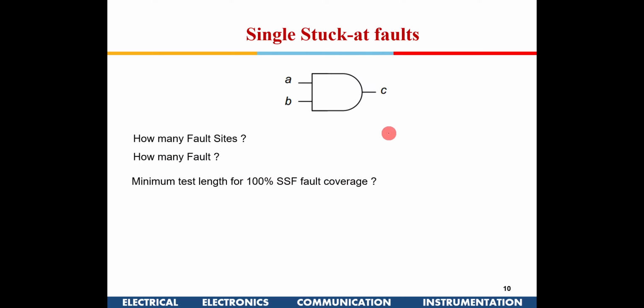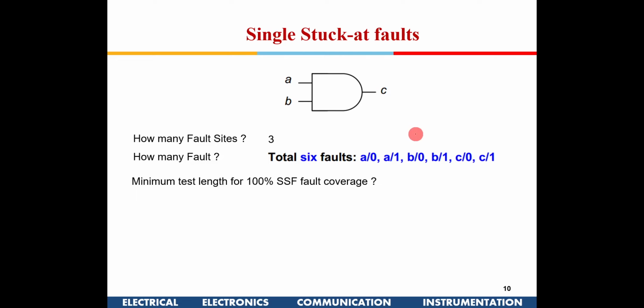Here, how many fault sites are there in this circuit? Three. How many faults? Two per site, so there are 6 faults: stuck at 0 and stuck at 1. What is the minimum number of test vectors? Just to guess. You have 4 different combinations, so all the 4 will be required.